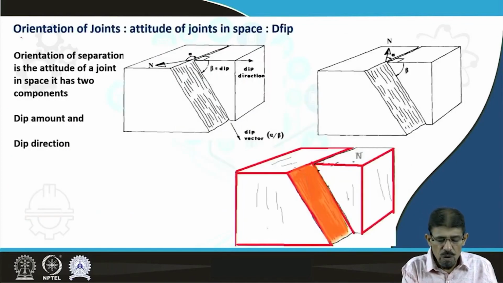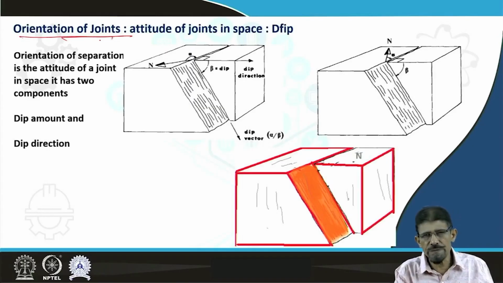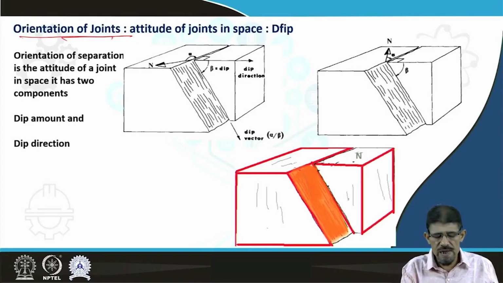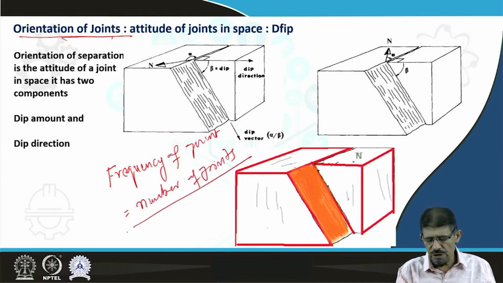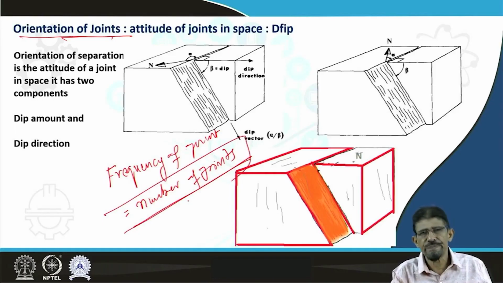About the orientation of joints, before we discuss the orientation of joints, we are going to analyze the frequency. Frequency means how many joints are present. The frequency of joints is equal to the number of joints, without considering the concept of sets.